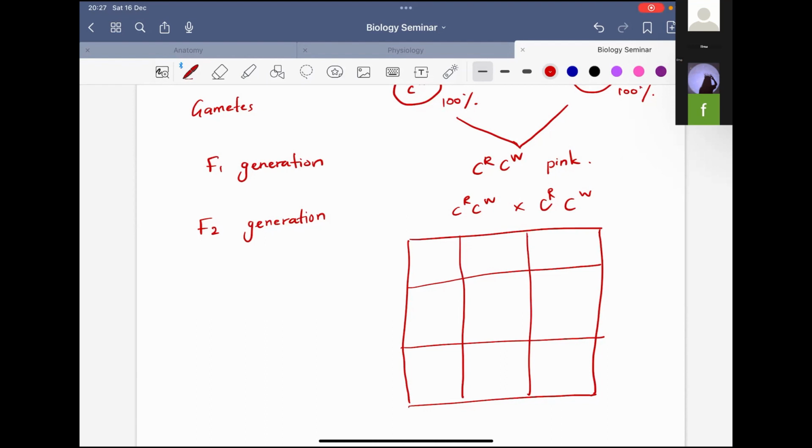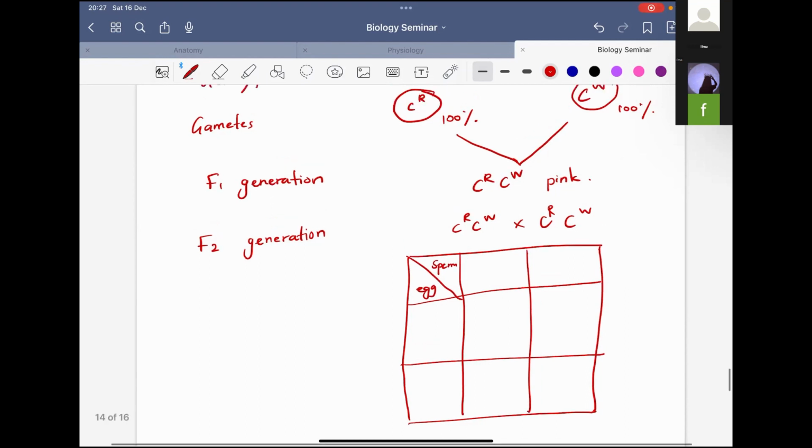So write down sperm and egg here. This is also in your resource book, I guess, so you can refer to that too. So you just have to do it like a multiplication: CR CR, CR CW, CR CW, and again CW CW.